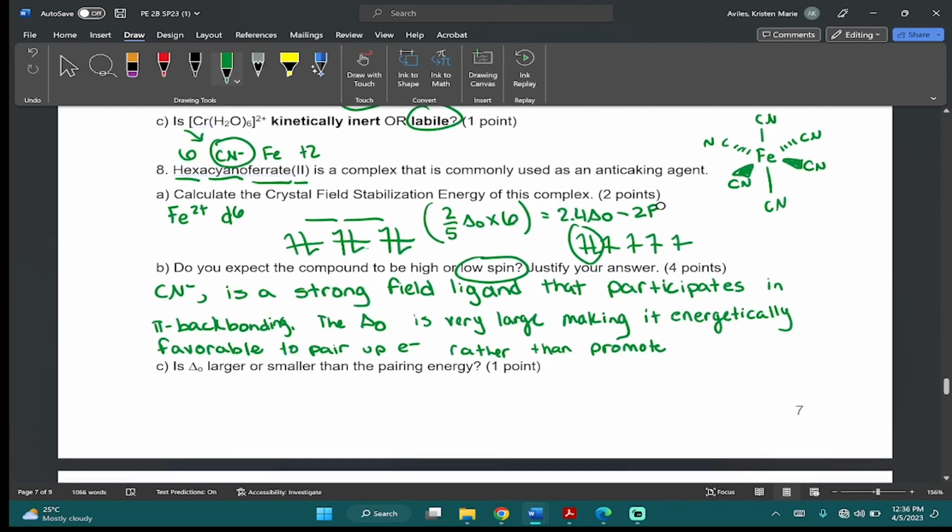All right, so the next part again relates back to A, but now we're just breaking down the logic for how you did A. So is delta O, and delta O, remember, is just the spacing between our orbitals for octahedral complexes, larger or smaller than the pairing energy? Well, if we're saying this is low spin, we're saying that it's easier to pair up an electron than promote the electron. So our pairing energy has to be smaller than our delta O. Delta O is larger than our pairing energy.